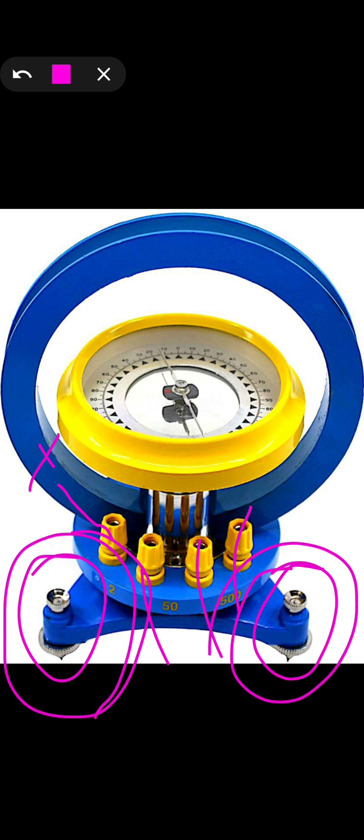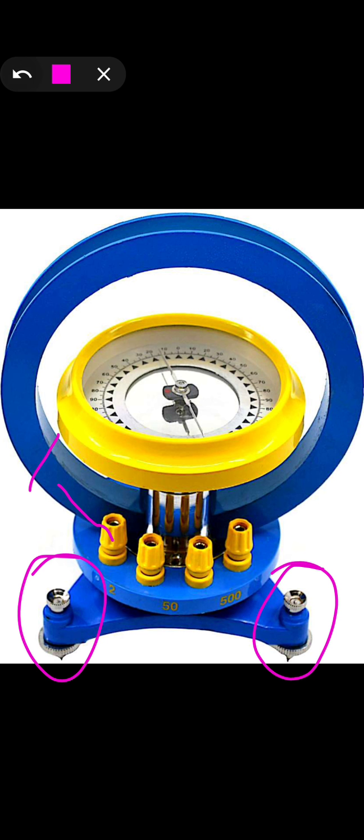With the help of these leveling screws, they will be leveled, and the coil is rotated with the help of the magnetic needle parallel to that of the compass. If a plane coil is also along the magnetic meridian, if you take this coil along the magnetic meridian, then also there will be some deflection. Okay, so what happens is that this galvanometer is based on the tangent law.